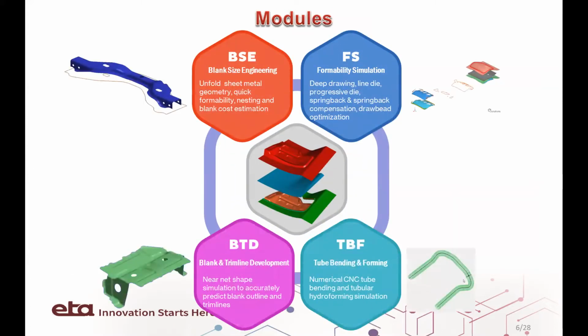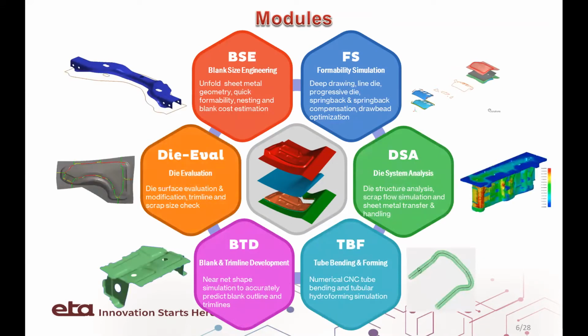Dynaform consists of 6 distinctive modules. Blank size engineering, or BSE, is used to quickly perform blank material cost estimations, as well as improving blank material utilization rate. For mobility simulations, FS is aimed for deep drawing, progressive die, and line die stamping simulations. It helps to improve tool making cycle time by solving stamping defects prior to constructing the actual tools.